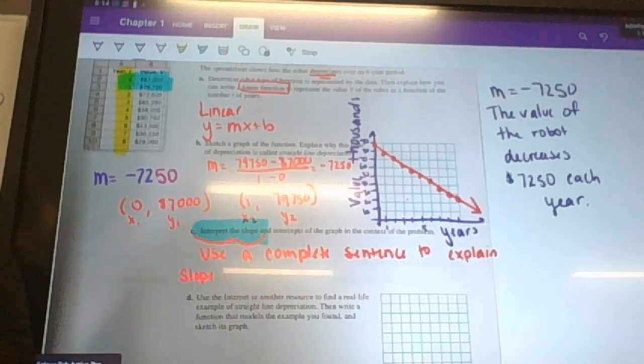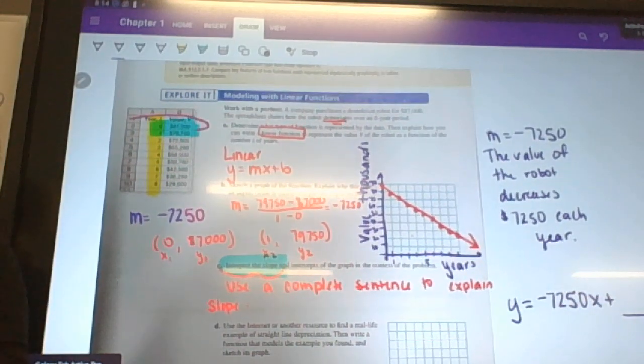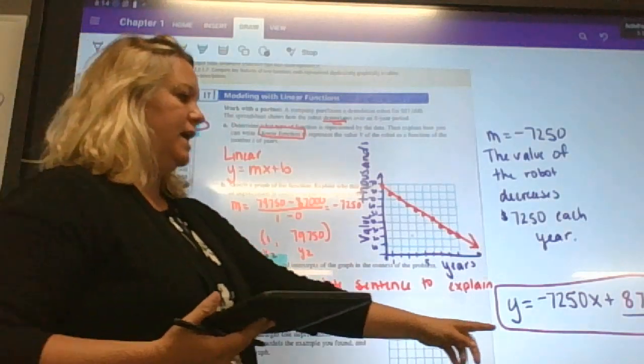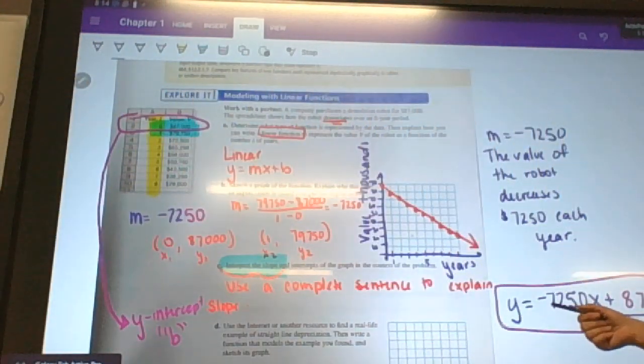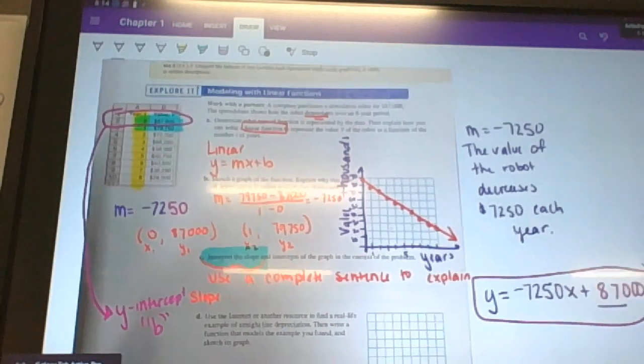Okay, let's finish our linear equation. I'm going to go with y equals negative 7250x plus, and right here we need to do the y-intercept. This is your y-intercept, which is the b value. So I'm going to put 87,000. So our robot started at 87,000 and it's decreasing 7,250 each year. And this is important for all equipment in every business here in the United States. Depreciation.